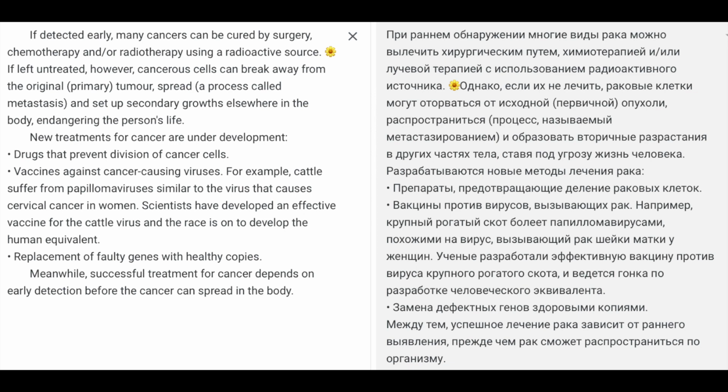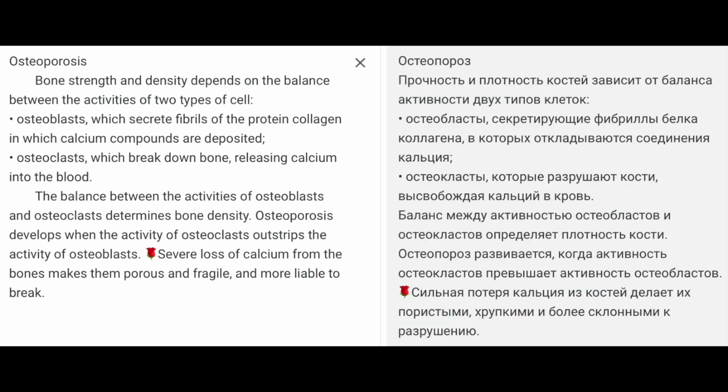New treatments for cancer are under development. Drugs that prevent division of cancer cells. Vaccines against cancer-causing viruses. For example, cattle suffer from papillomaviruses similar to the virus that causes cervical cancer in women. Scientists have developed an effective vaccine for the cattle virus, and the race is on to develop the human equivalent. Replacement of faulty genes with healthy copies. Meanwhile, successful treatment for cancer depends on early detection before the cancer can spread in the body.